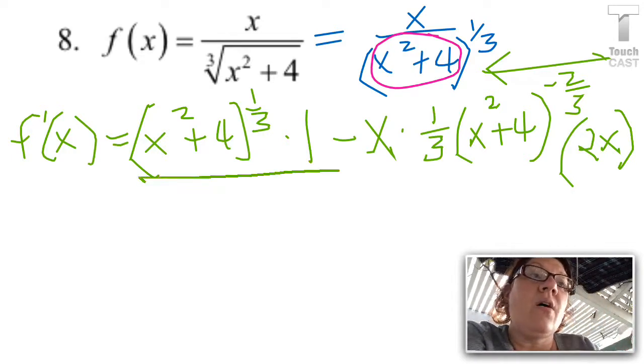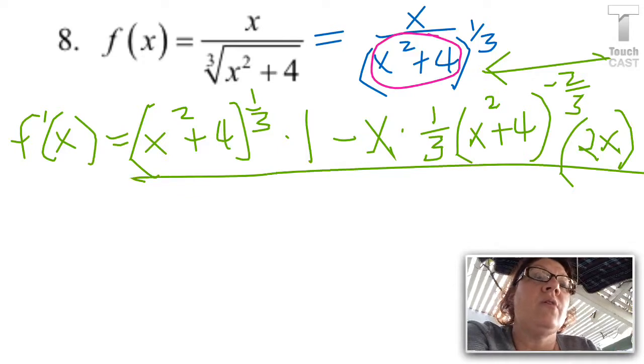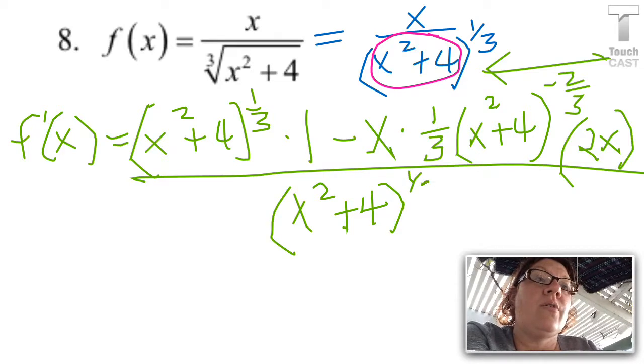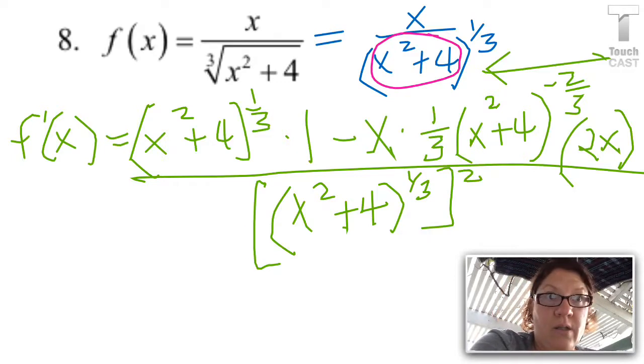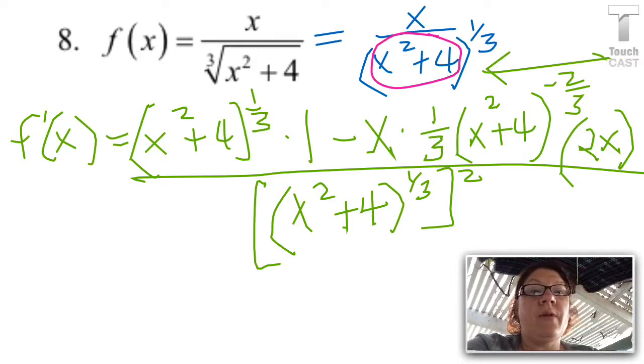And then it's all supposed to be over low squared. So that's the 1/3 and then squared. Hopefully you recognize that's going to be a 2/3 on the bottom. And so now I've got to simplify the top. But remember, I have two separate terms. Everything in front of this is one term. Everything after it is another.